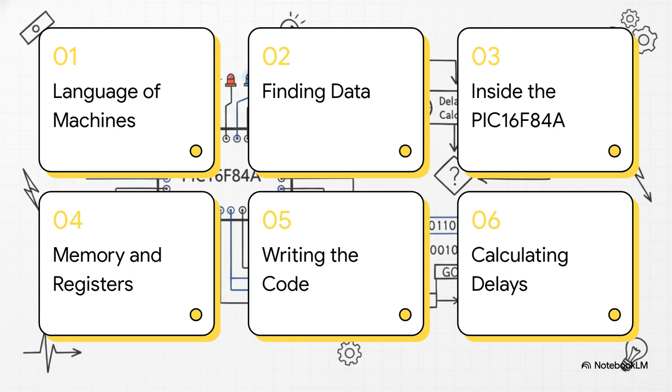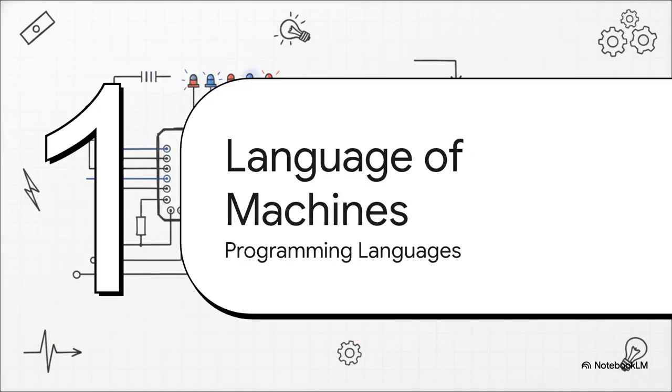Here's our roadmap for today. We're going to cover the language of machines, finding data, inside the PIC16F84A, memory and registers, writing the code, and finally, calculating perfect delays. Okay, let's kick things off with Section 1, the language of machines.